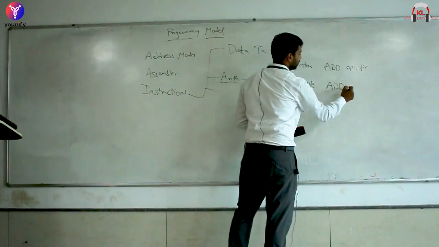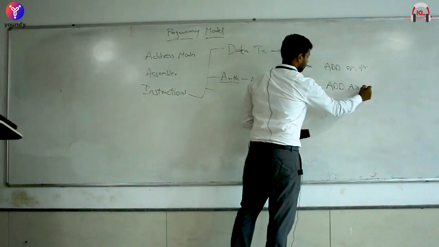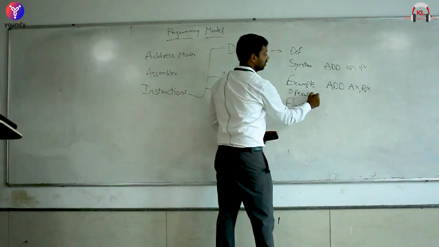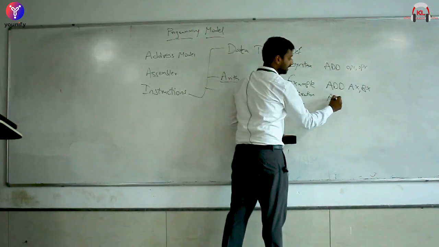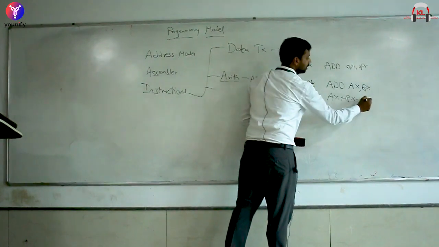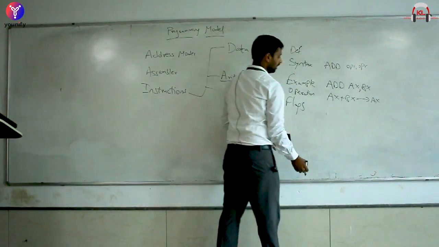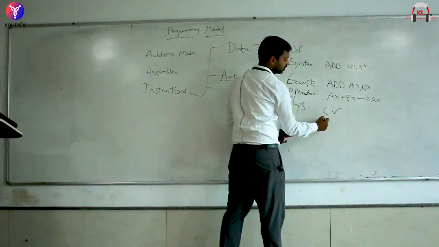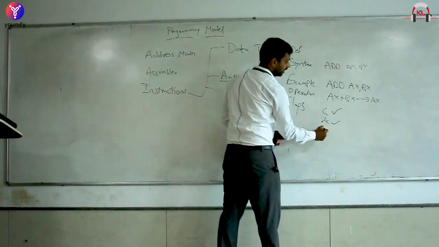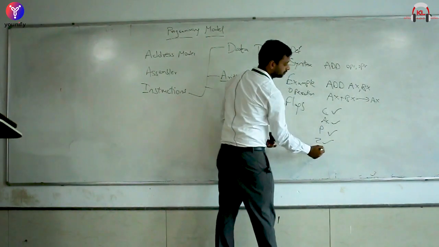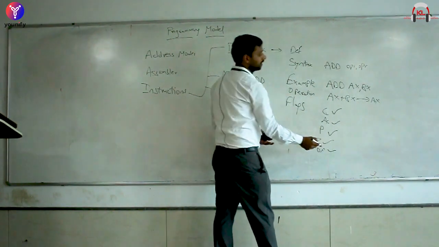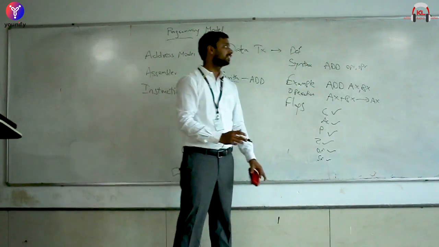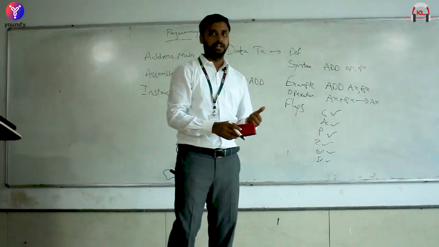Okay, let us write an example. Add ax, bx. I missed one thing, that's the operation. What is the operation? Ax is added with bx and is stored in ax. Okay, what are the flags getting affected? Carry flag might be affected, auxiliary carry might be affected, parity gets affected, 0 gets affected, overflow gets affected, sign flag also gets affected. So this is the way that we have to interpret and explain about each and every one of the instructions.